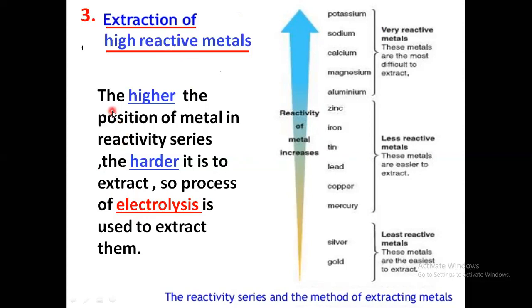So, the higher the position of a metal in the reactivity series, we can say that the harder it is to extract the metal from its ore. So the process of electrolysis is used to extract them from their ores. Clear? If we want to extract a less reactive metal, we will use the smelting process. If we want to extract highly reactive metals, then we will use the electrolysis process.